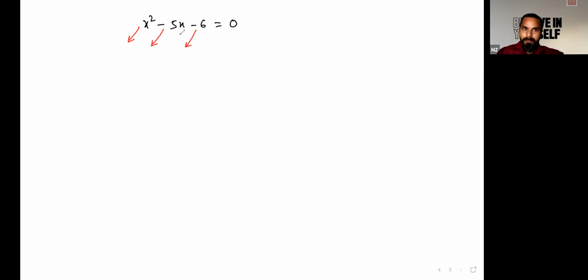So we have to split this middle term into 2 different polarities. That's why I have broken this term as x square minus 6x plus x minus 6 is equal to 0. Now from this expression, we have 1 negative here, 1 negative here, 2 negative terms, 1 positive here, 1 positive here, 2 positive terms. So it will be paired.